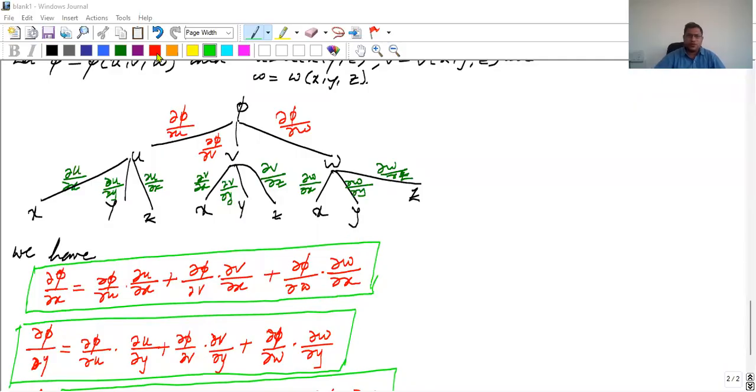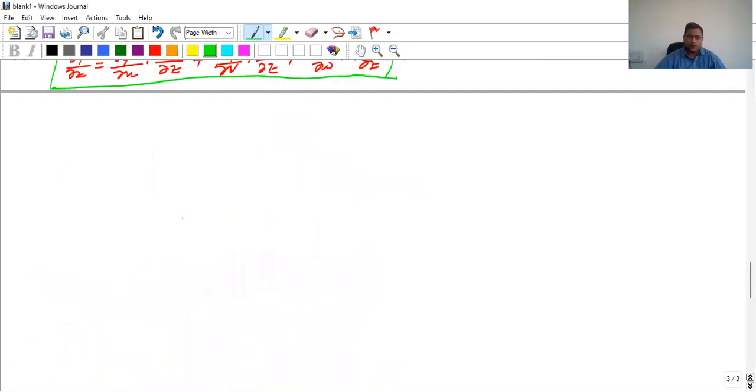Okay, now let us go for the example. Once you are ready with the formula, we go for the example. Okay, so let us try the example.